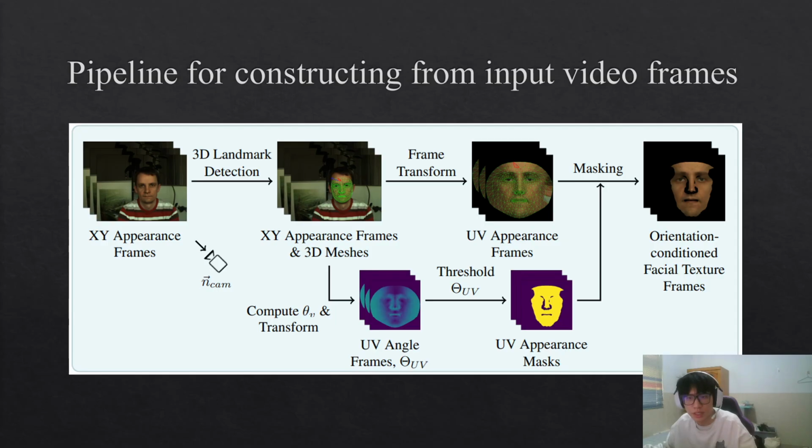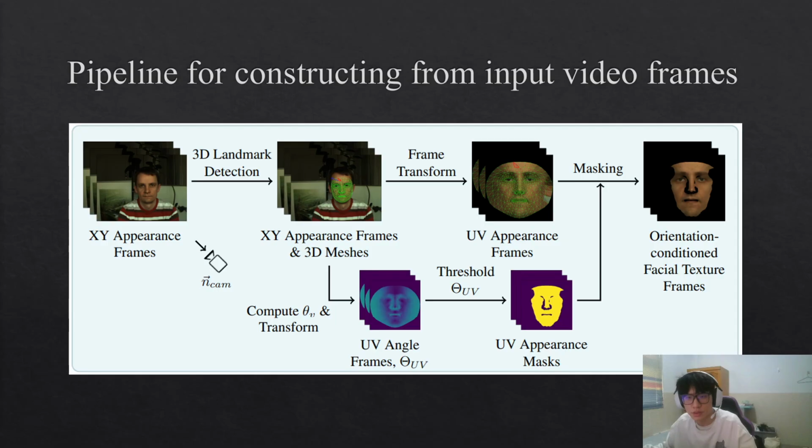Through a specialized transformation process, these are converted into UV appearance frames in UV coordinate space, effectively mapping the three-dimensional visual structure onto a two-dimensional texture space. The second track focuses on orientation processing.